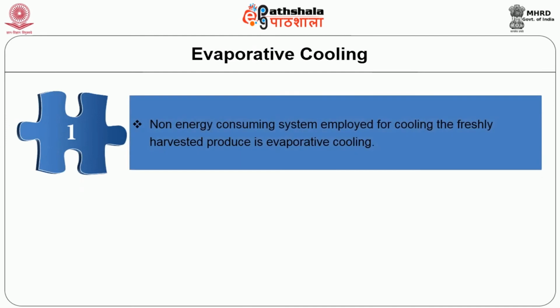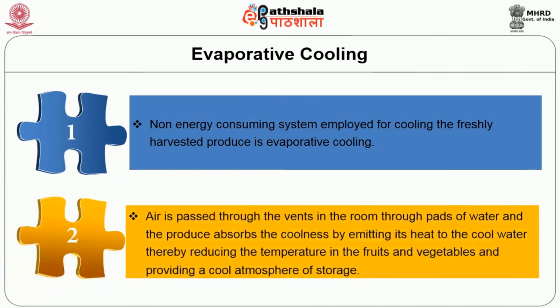This is a non-energy consuming system employed for cooling the freshly harvested produce, where air is passed through the vents in the room through pads of water, and the produce absorbs the coolness by emitting its heat to the cool water, thereby reducing the temperature in the fruits and vegetables and providing a cool atmosphere of storage.